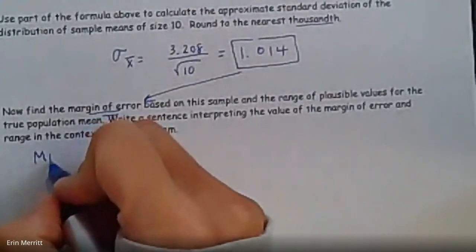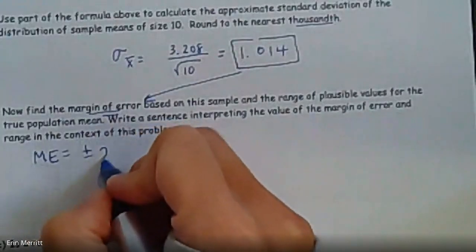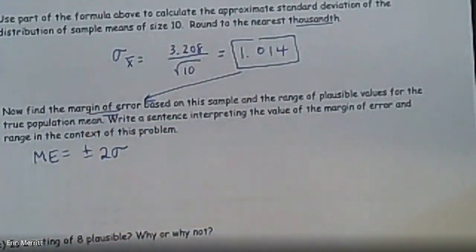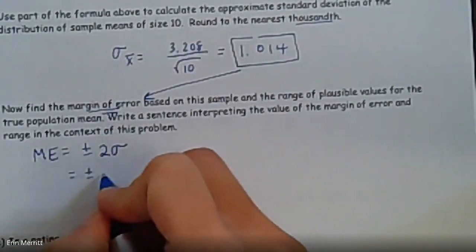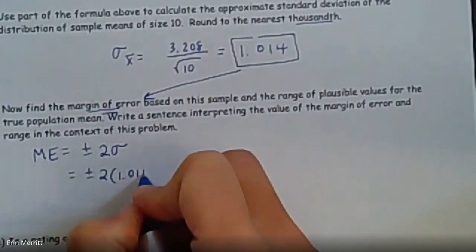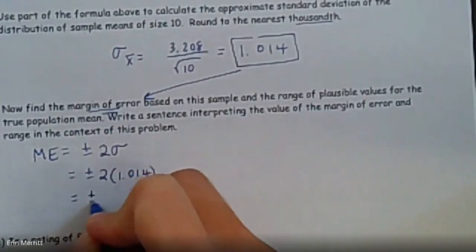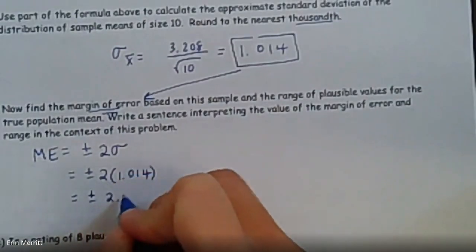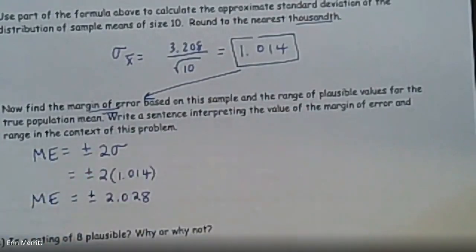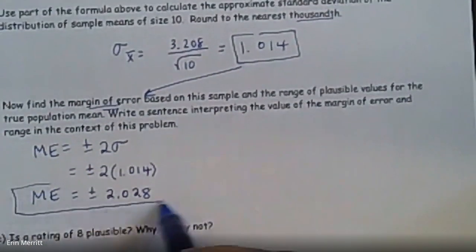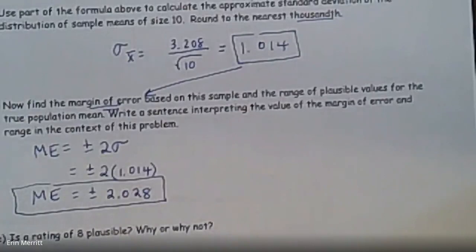So margin of error, let's calculate that first. It's plus or minus 2 times the standard deviation that we just calculated. So it's going to be plus or minus 2 times that 1.014, which is plus or minus 2.028. So when it just asks what is the margin of error, they just want that number, the plus or minus that value.